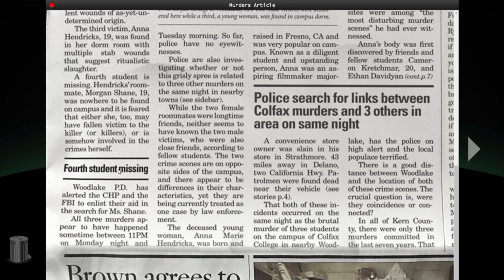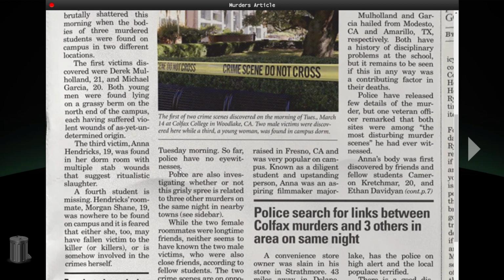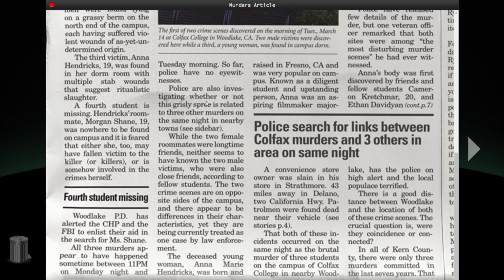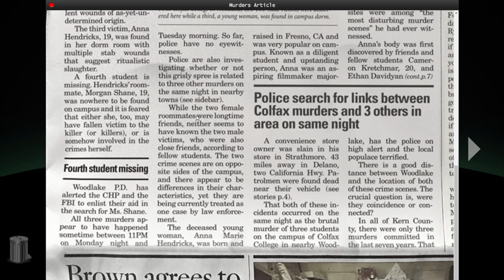So this is about the fourth student, Morgan Shane. Woodlake PD has alerted the CHP and the FBI to enlist their aid in the search for Miss Shane. All three murders appear to have happened sometime between 11 p.m. on Monday night and Tuesday morning. So far, police have no eyewitnesses. Police are also investigating whether or not this grisly spree is related to three other murders on the same night in nearby towns, see sidebar.